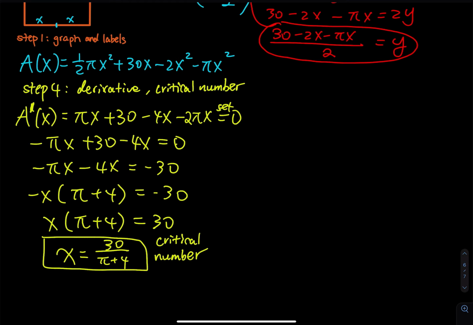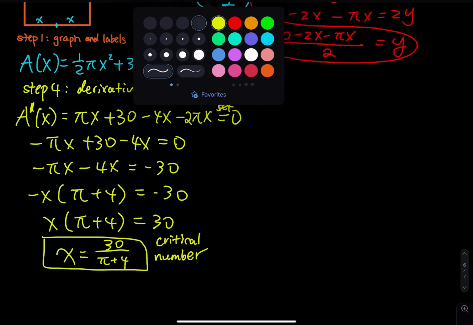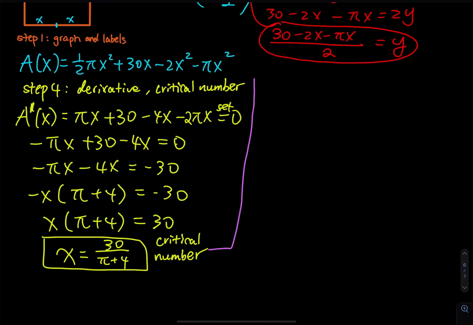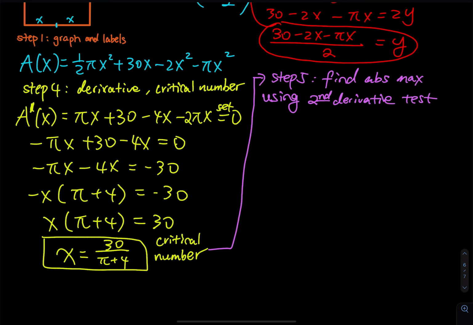Is this an absolute maximum? We will have to prove it. To prove it, I don't want to use the domain. I will just go straight to the second derivative test. So let's move on to the second derivative test. I'm going to draw a line like that. So step 5 is to find the absolute max using the second derivative test.